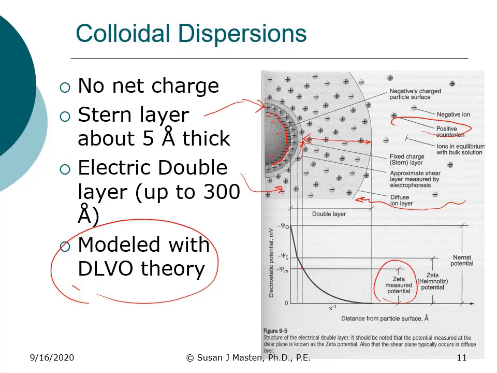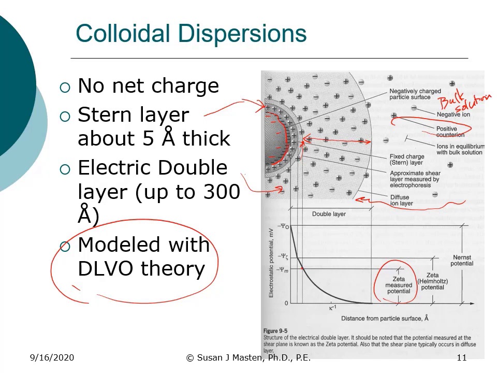So Stern layer typically is quite thin. It's about 500 angstroms thick. Your electric double layer is much thicker and can be up to about 300 angstroms. And then out here we have the bulk solution.